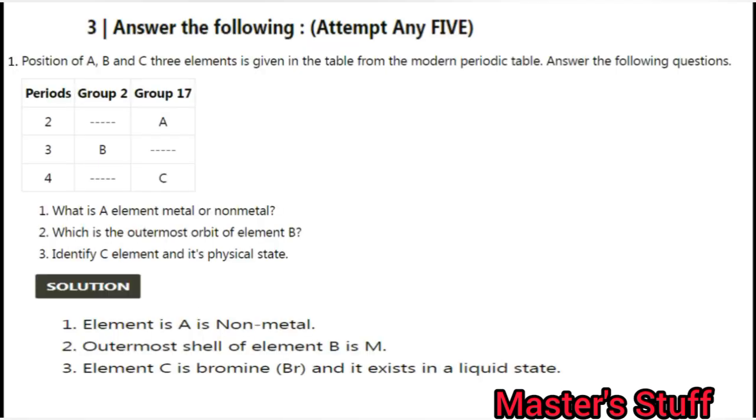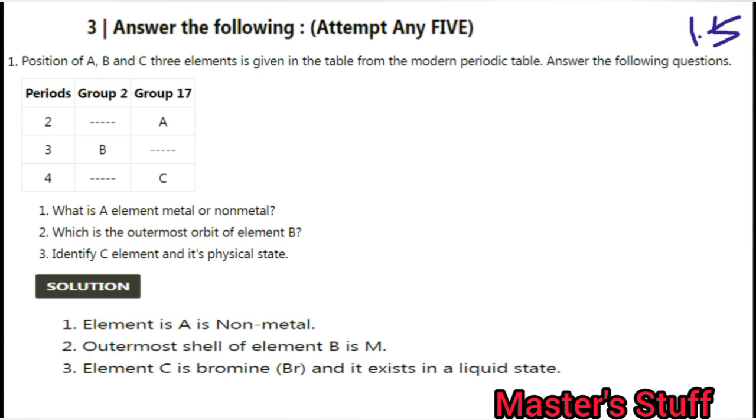Question number 3, answer the following. Attempt any 5 and each question carries 3 marks, so total marks are 5 into 3, that is 15. First question: the positions of A, B and C, 3 elements, are given in the table from the modern periodic table. Answer the following questions. Here second, third and fourth periods are given.